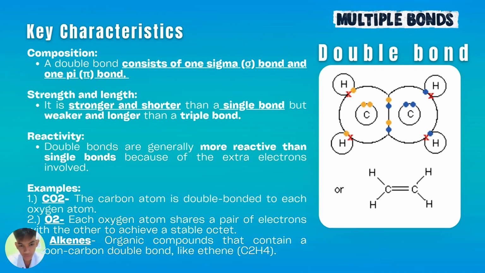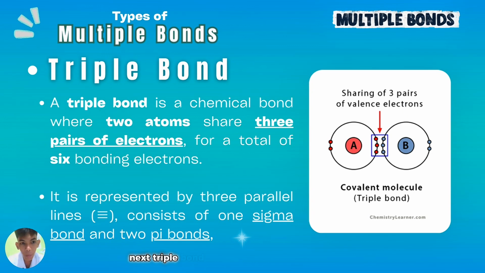Next, triple bond. A triple bond is a chemical bond where two atoms share three pairs of electrons for a total of 6 bonding electrons, or 6 electrons being shared to achieve a stable octet. It is also represented by 3 parallel lines, consisting of 1 sigma bond and 2 pi bonds.